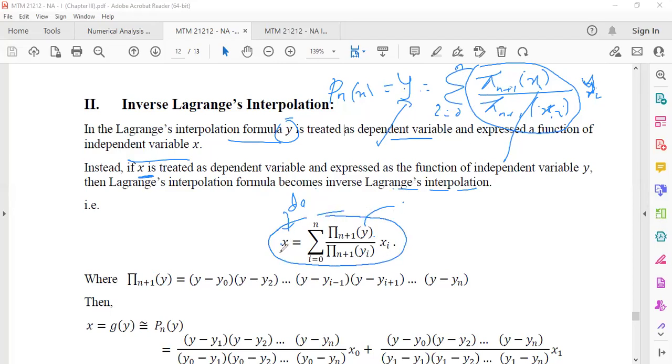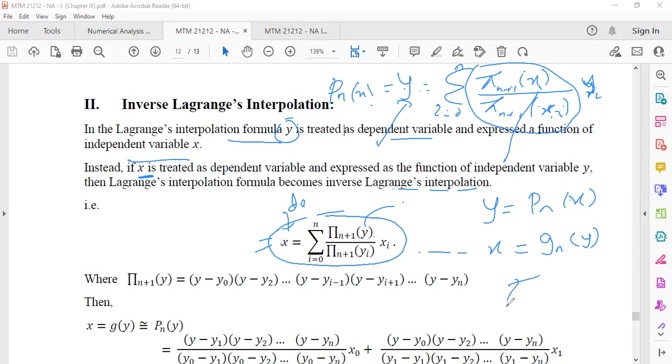For the y, I said the polynomial can be Pn of x, no? So here, I can write x as Gn of y or something, okay? The polynomial depends on the y value. I have sent you the notes, so I don't want to waste time here. You can copy the notes, okay?